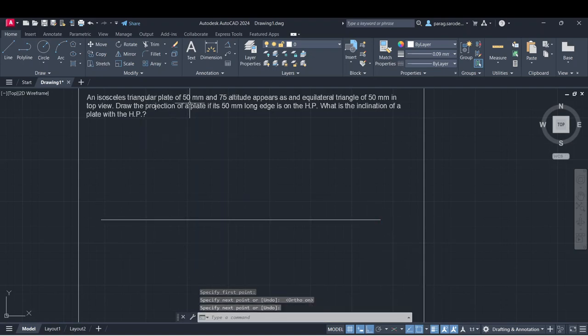An isosceles triangular plate of 50 mm side and 75 mm altitude appears as an equilateral triangle of 50 mm in the top view. Draw the projection of the plate if the 50 mm long edge is on the HP. Again, I will switch on my camera so that you will understand. What is mentioned here? A triangular plate, 50 mm side and 75 altitude, having one of the edges as 50.